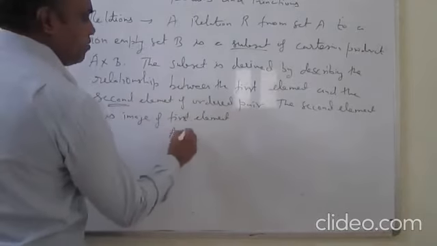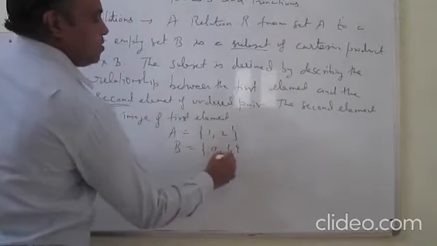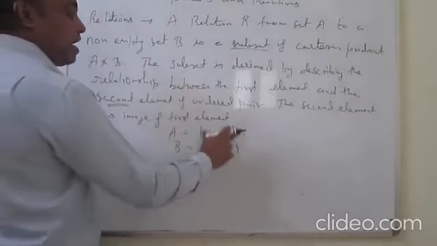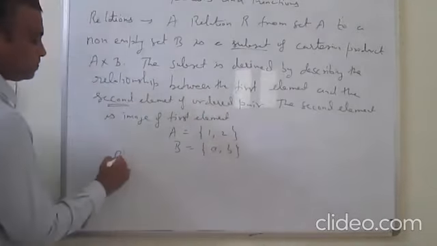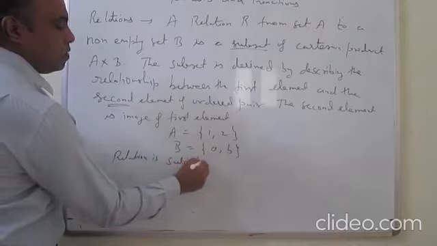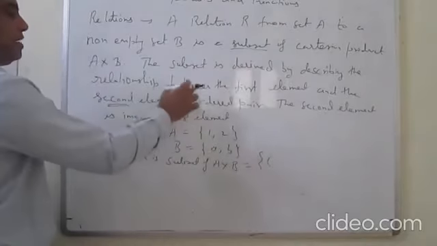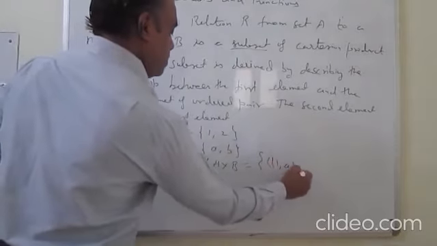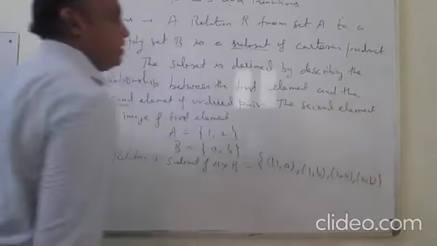Let A be a set {1, 2} and B be a set {a, b}. So what is the relation? A relation is not the Cartesian product, it is a subset. The Cartesian product will be there and its subsets will also be there. That is called the relation. So a relation is a subset of A cross B, derived by describing the first and second element of the ordered pair. So (1, a), (1, b), (2, a), (2, b).